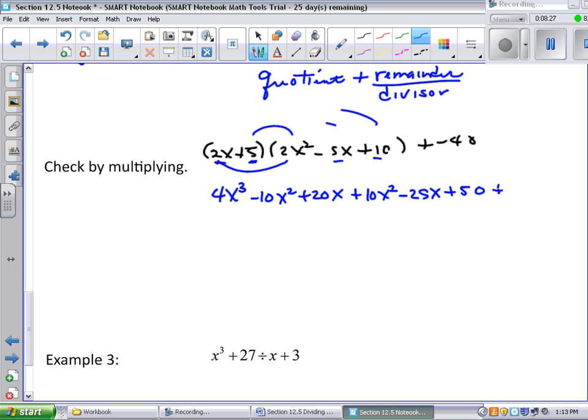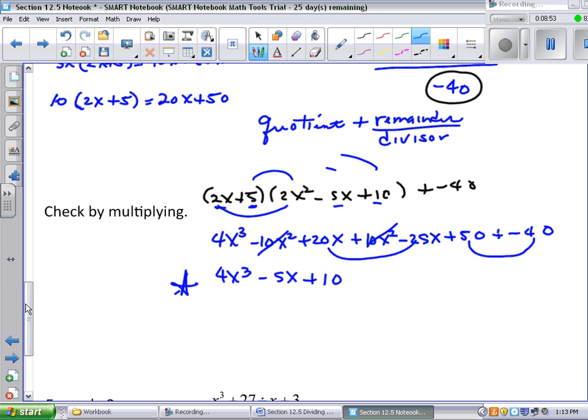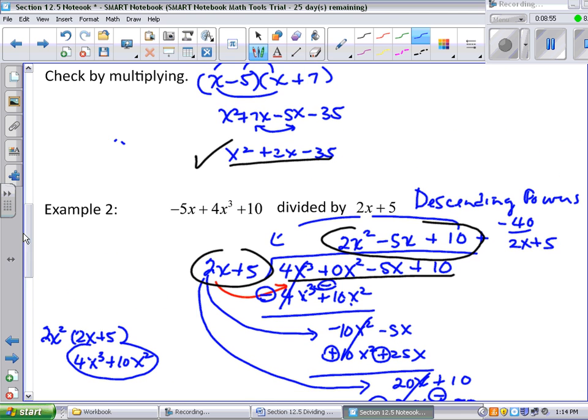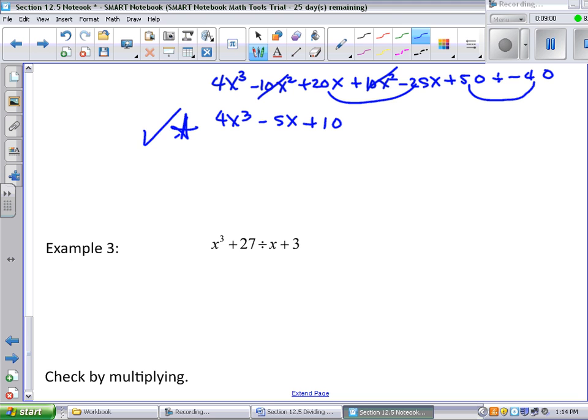And I'll have to add the negative 40 to it, so that I'll have 4x cubed. The 10x squared and the negative 10x squared drop out. 20x and negative 25x gives us negative 5x, and the 50 plus negative 40 gives me plus 10, and I believe that is what I started with. Let me take another sneak look. 4x cubed minus 5x plus 10. Yes, that is what I started off with, so this one does check.